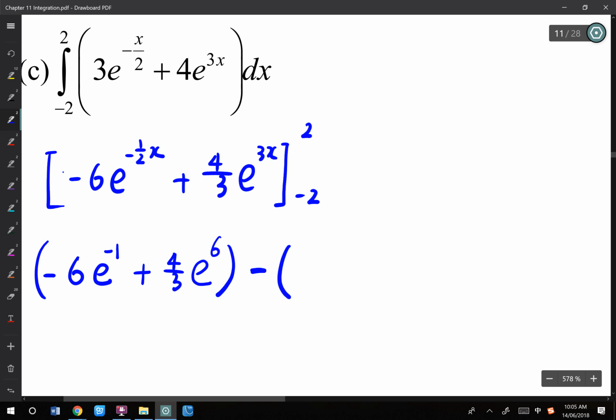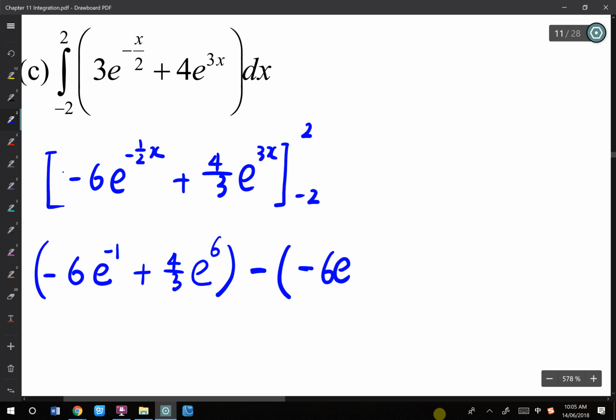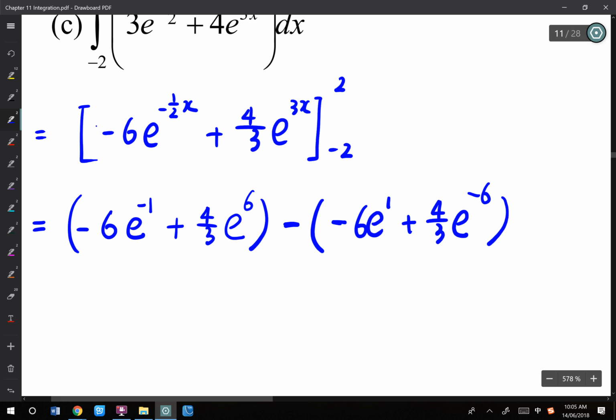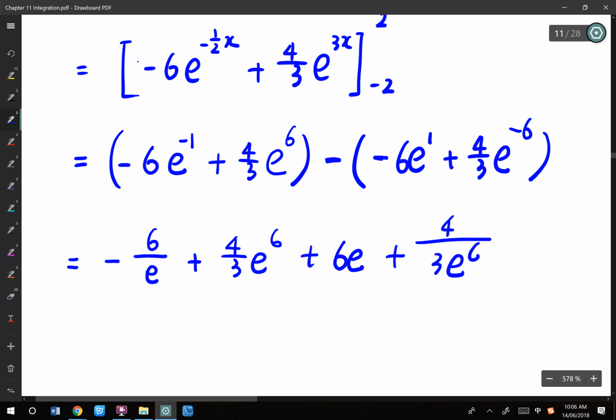The second substitution, when you sub negative 2 in, you have minus 6e to the power of 1. Okay, negative 2 times negative half, that's 1. Plus 4 over 3 e to the power of negative 6. And now I can expand. That's minus 6 over e plus 4 over 3e to the power of 6 plus 6e and plus 4 over 3e to the power of 6.